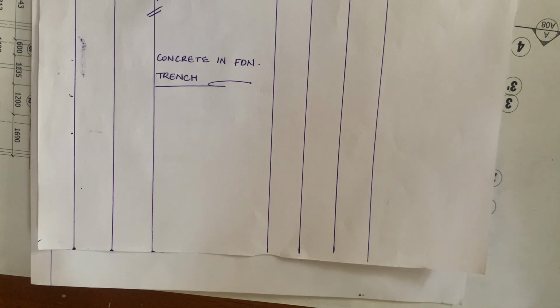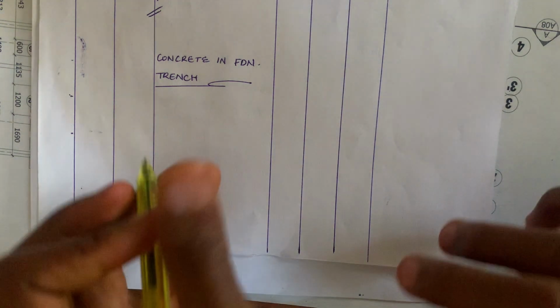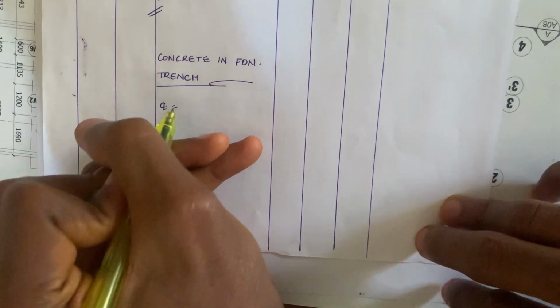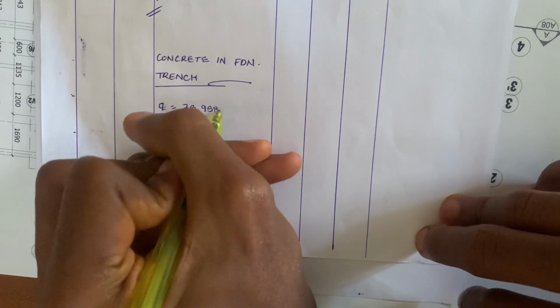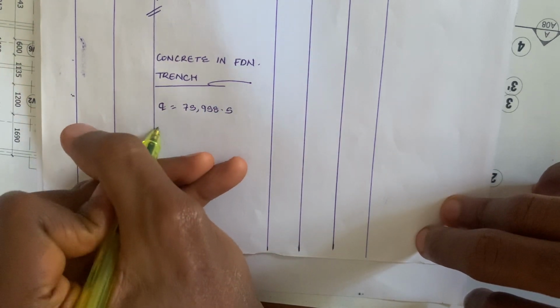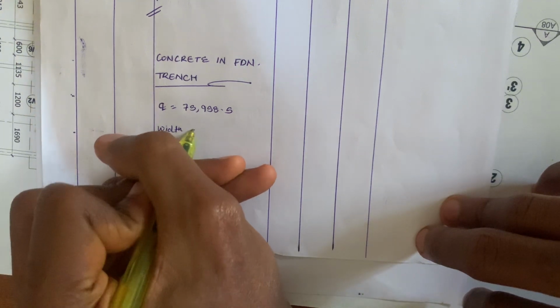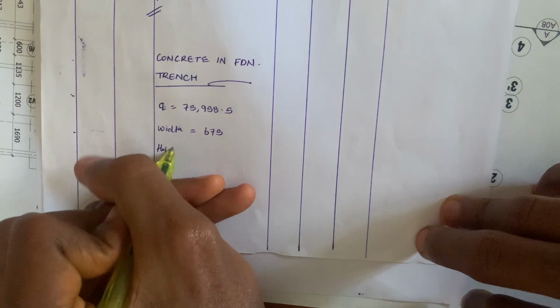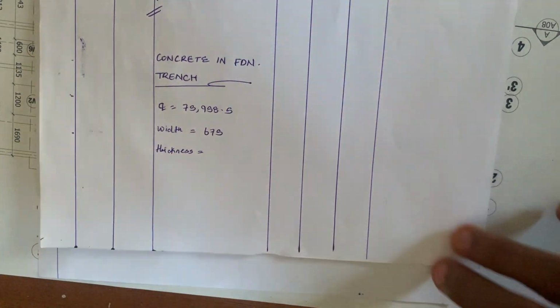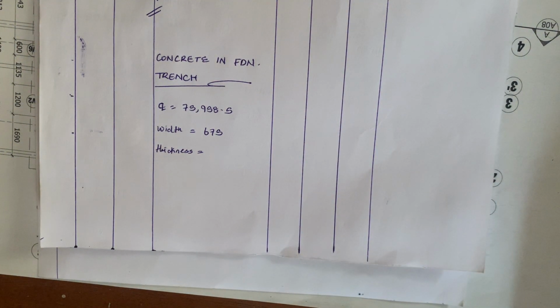Number 1 will be the total length of the trench, the width of the trench, and the thickness of our concrete footing for the foundation. So we've said that the total length for our trench is 75,958.5, and the width of our trench is 675. We now need to determine the thickness of our trench.